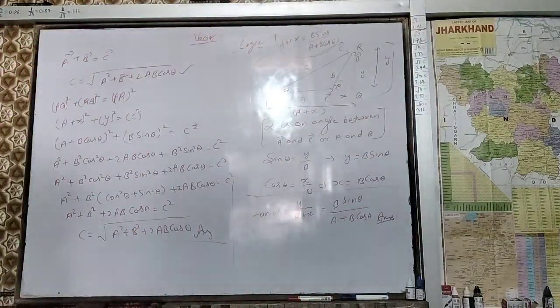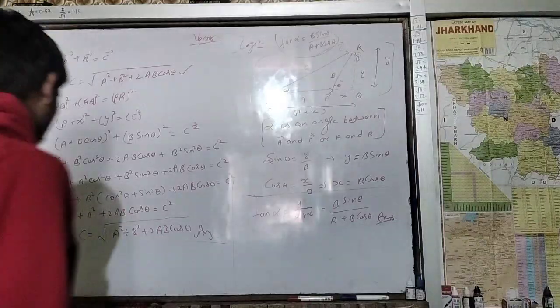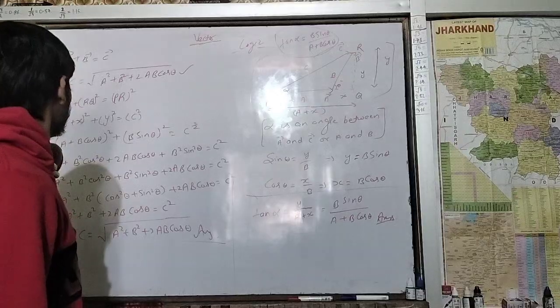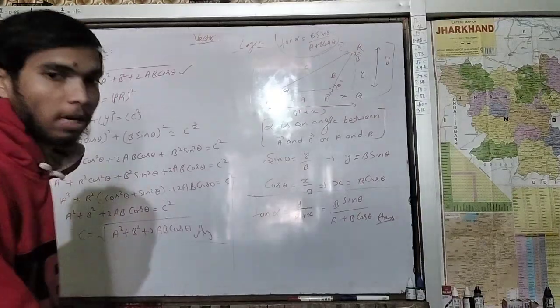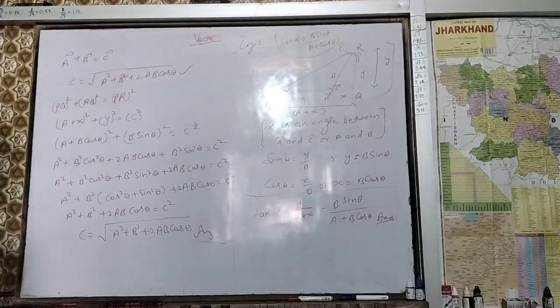Look at this part. Now I want to get the maximum value of c. I hope this part is done. Now let's see how to get the maximum value of a resultant vector.